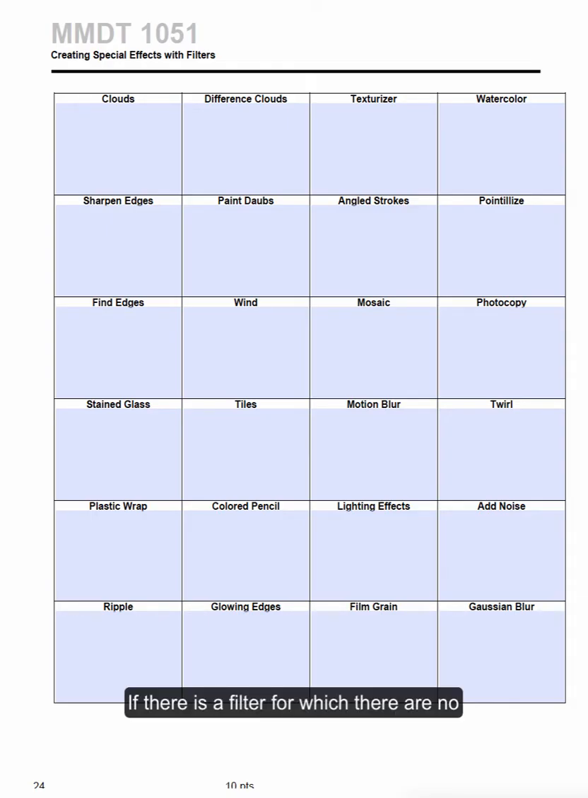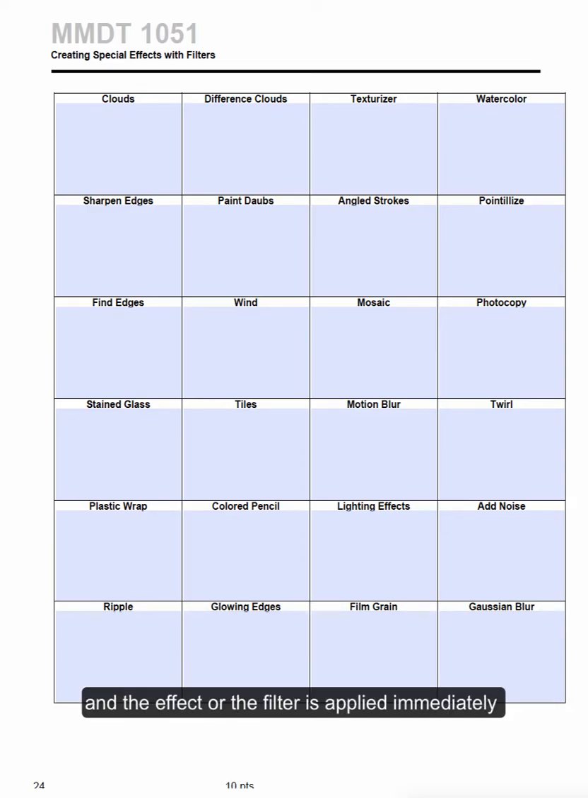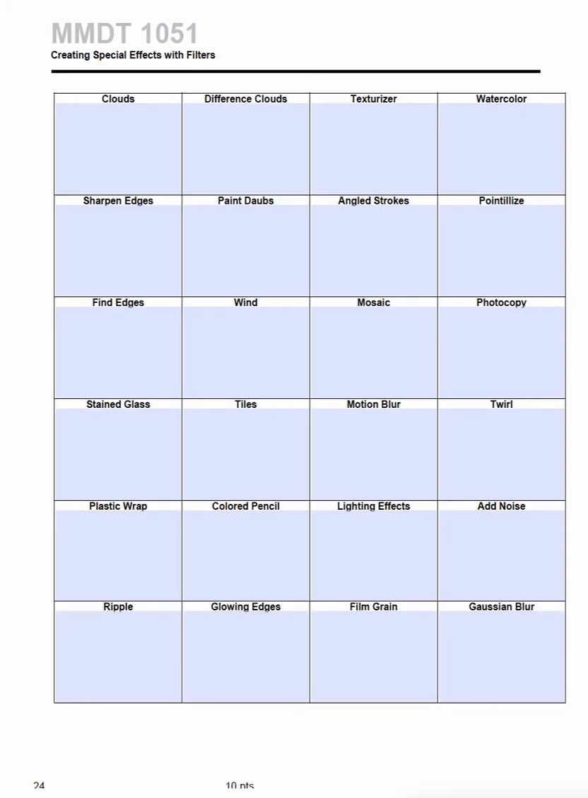If there is a filter for which there are no specific options, meaning there's no ellipsis, the three dots, and the effect or the filter is applied immediately, you will need to document that in the box. This is potentially what your final product will look like. Now note, everyone is going to apply different filter settings for those that have that as an option. So it will not look exactly like this, but it will look something similar to this. Your end product absolutely needs to be uploaded as a Photoshop document. I will not accept a JPEG. I need your Photoshop document in the Dropbox.